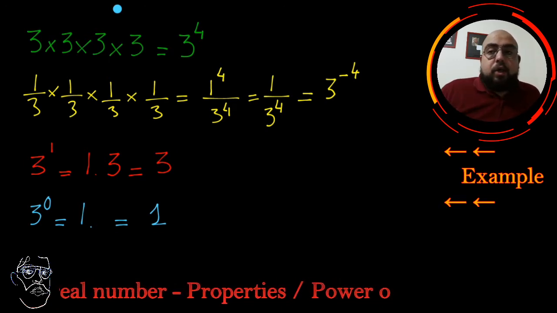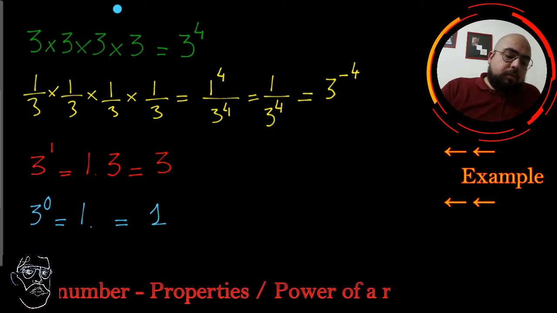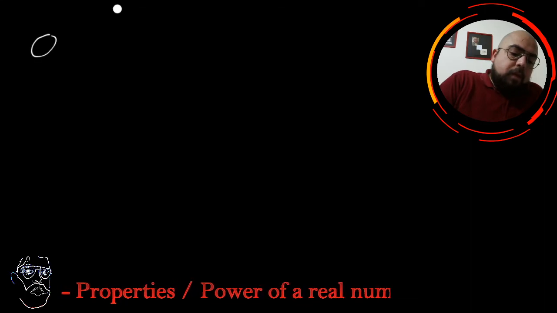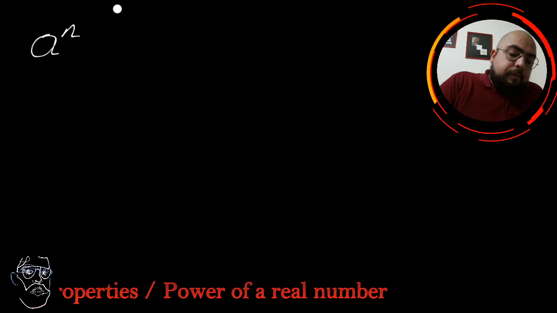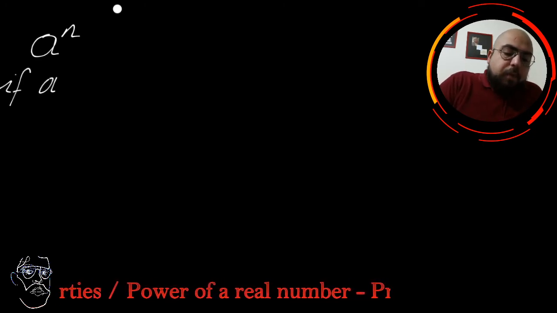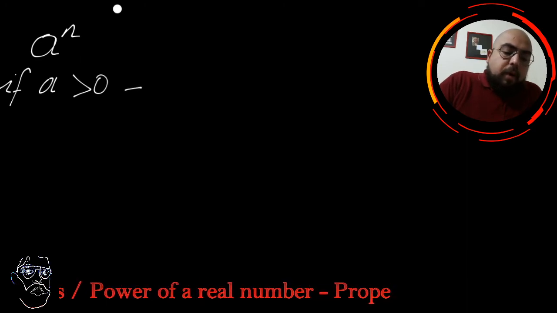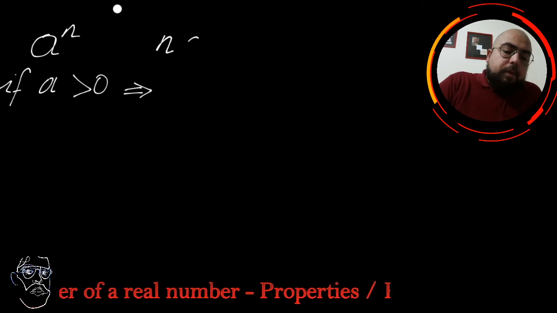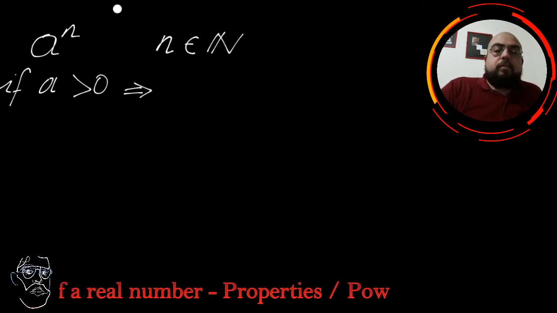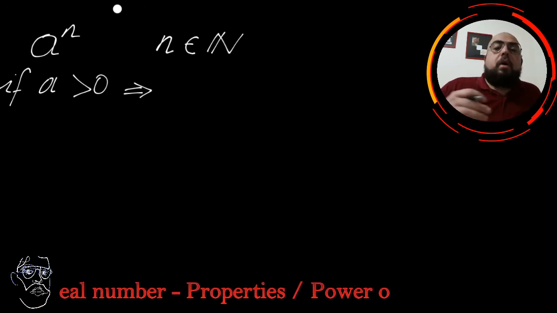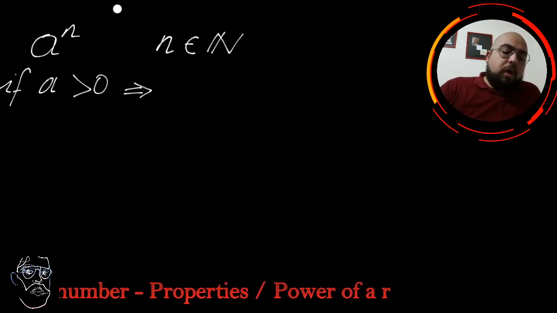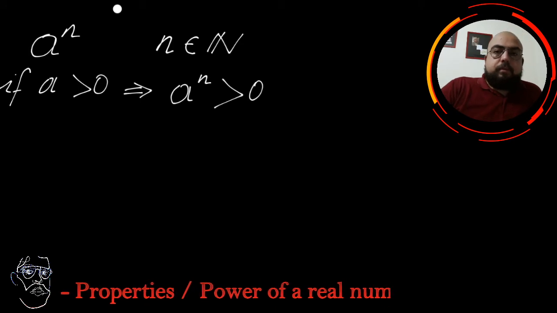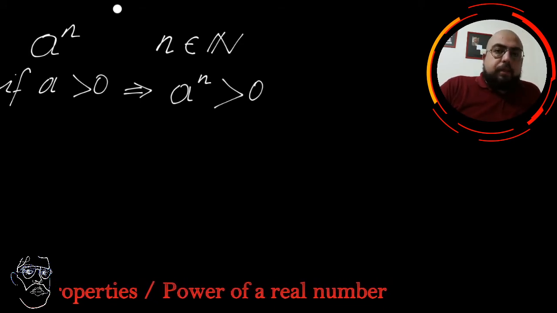Now I'm gonna study the sign of power. So let's talk about the sign of power. When we have a to the power of n, if a is positive, no matter what the value of n, in this case n belongs to the natural numbers. Alright, n belonging to the natural numbers. Natural numbers are 0, 1, 2, 3, 4, 5, etc. So if a is positive, a to the power of n will remain strictly positive. Alright, I'm gonna take a few examples, you're gonna see.